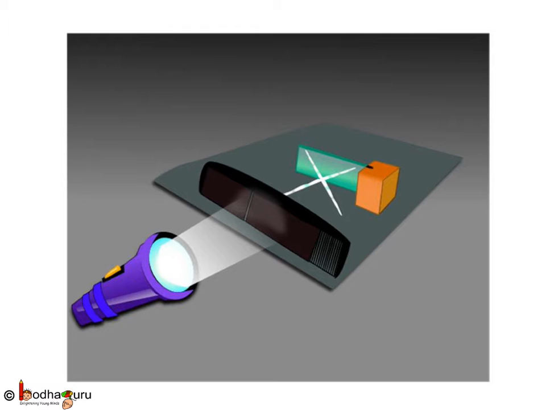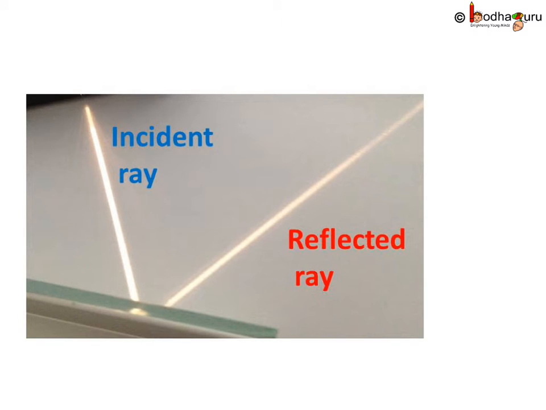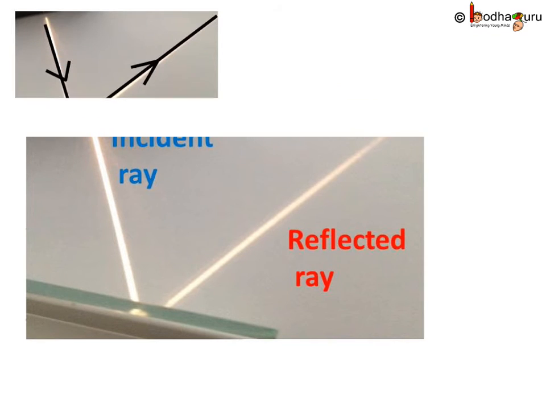Now, reflect that light by putting a mirror in the path of the ray. As you can observe, after striking the mirror, the ray of light is reflected in another direction. The ray of light which strikes the mirror surface is called incident ray, and the ray which comes back from the surface after reflection is called the reflected ray.